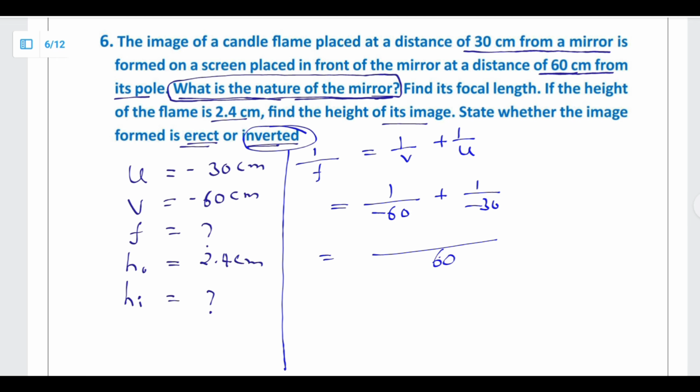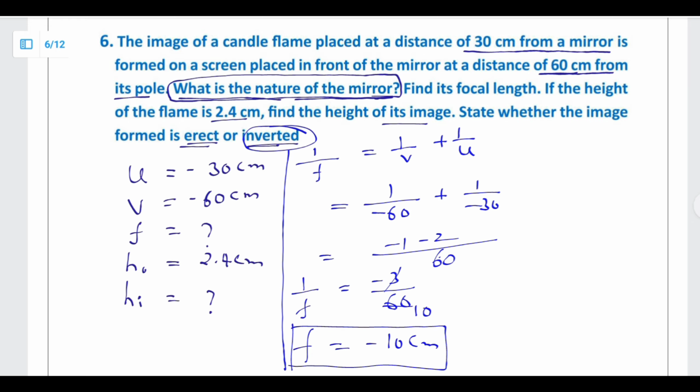60 ones are 60, so minus 1. 30 twos are 60, so minus 2. So 1 by f equals to minus 3 by 60. How much do you get? F equals to, make it reciprocal on both sides, minus 10 centimeters. So focal length negative means which mirror? Concave mirror.